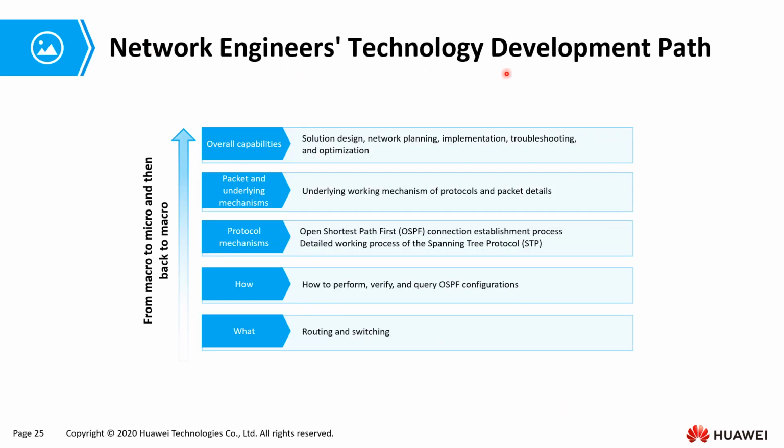Network engineers technology development path. You can see what is routing and switching, how to perform, verify, and query OSPF configuration, for example. Protocol mechanism, Open Shortest Path First connection establishment process, detailed working process of the Spanning Tree Protocol, packet and underlying mechanisms, underlying working mechanism of protocols and packet details, overall capabilities, solution design, network planning, implementation, troubleshooting, and optimization.